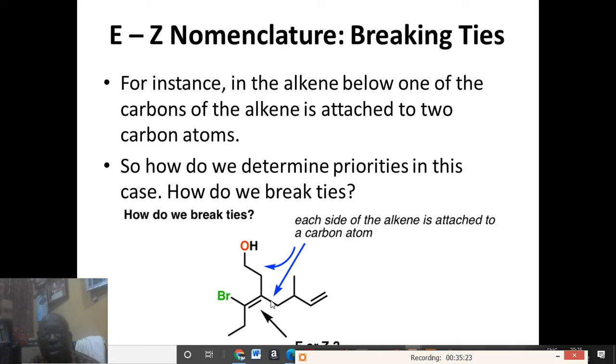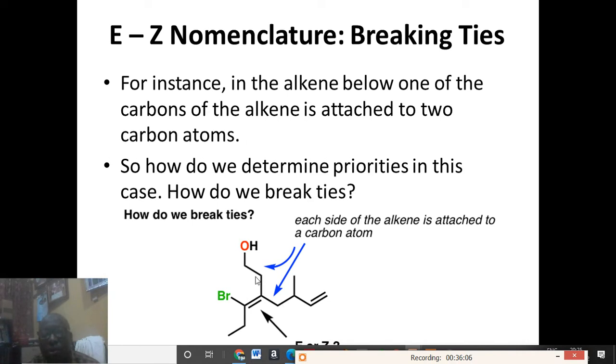Then here you have carbon, carbon, carbon, carbon. Also carbon, carbon. To break the tie here, this is carbon and this is carbon. This carbon is bonded to 2 hydrogen atoms and another carbon atom. This carbon is also bonded to 2 hydrogen atoms and another carbon atom. This other carbon atom is bonded to 2 other carbon atoms, while this carbon atom is bonded to hydroxy. Okay, we are working outward to break the tie.